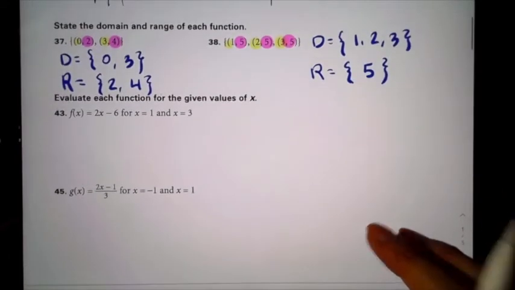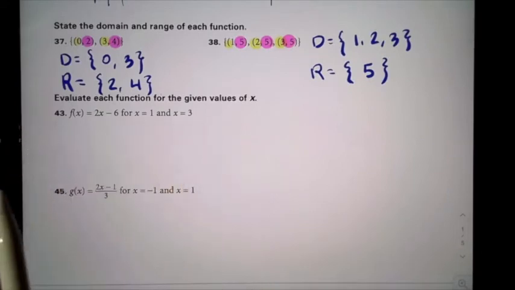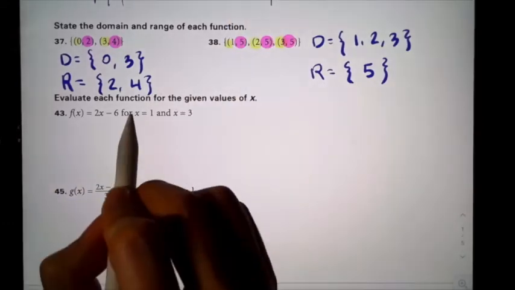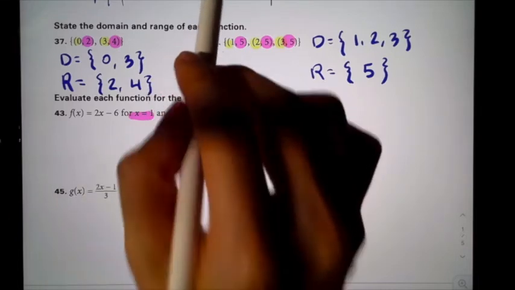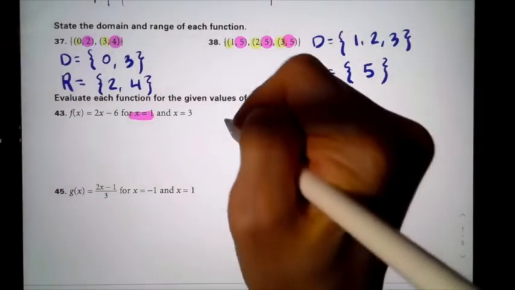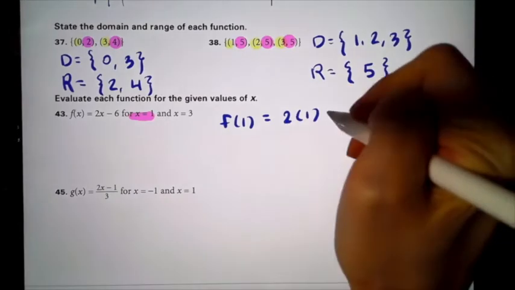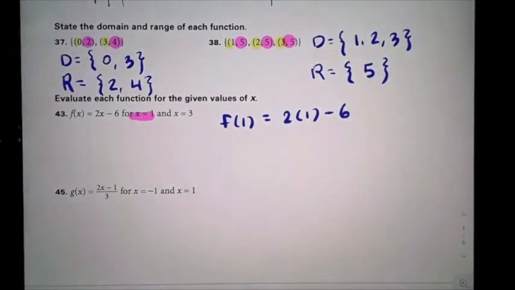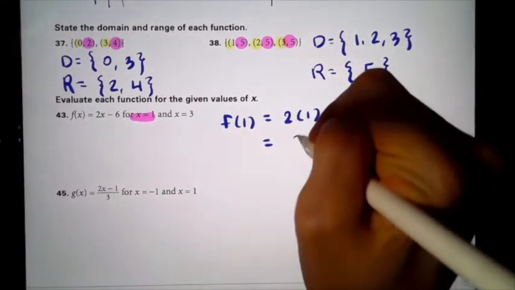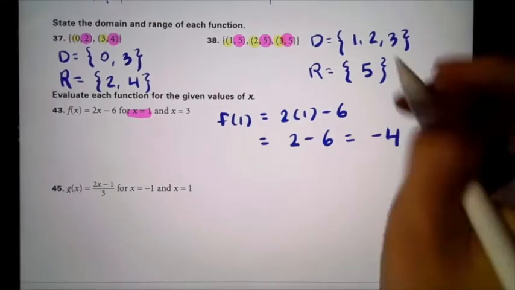And the last review, evaluate each function for the given values of x. So we are evaluating function value. So I'm gonna do only one thing, guys. So x equals 1. Then what do we do? We plug 1 into x, or we substitute 1 into x. So f of 1 equals 2 times 1 minus 6, like that. You just substitute x value into x. Then that is 2 times 1, 2, minus 6. So that is negative 4.